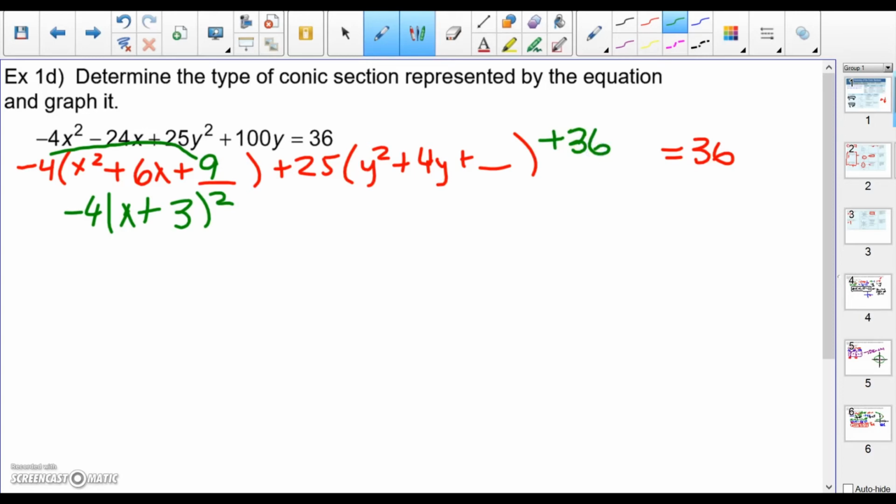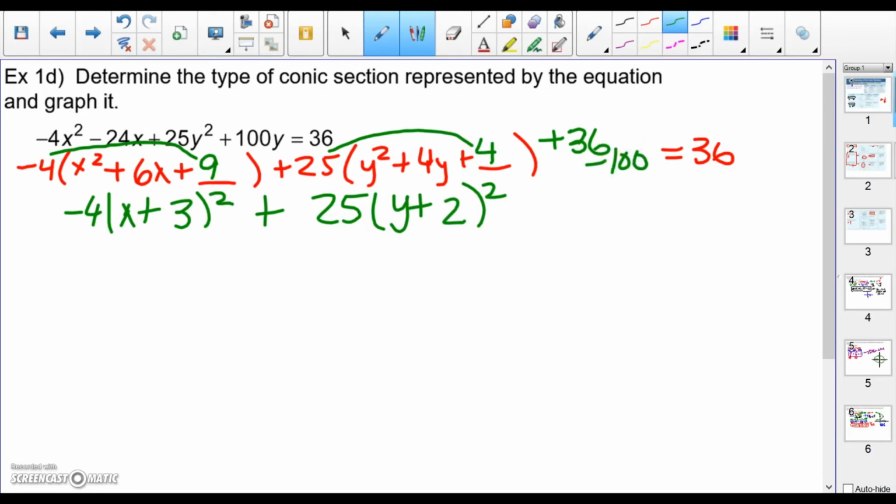So now let's do the y's. Half of 4 is 2. Square that is 4. We have y plus 2 squared with a 25 in the front. I just messed up my equation, not by 4 though, but by 100. And so I'm going to have to subtract 100 to keep my equation in balance. So combine those. 36 minus 100 is -64 equals the 36.